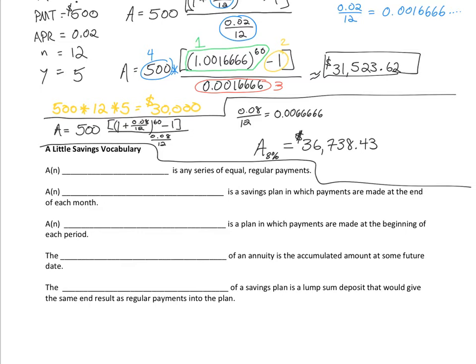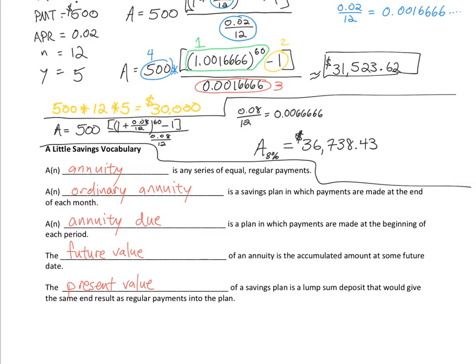A little savings vocabulary. So here we have 5 definitions, and the first being an annuity. So an annuity is any series of equal regular payments. So these two words mean different things. Equal means the payment will be the same amount every single time. Regular means they will happen at the same time interval. So if you make quarterly payments, you will always be making quarterly payments. If you make daily payments, you will always be making daily payments. So those are the 2 things we need in order to have an annuity.